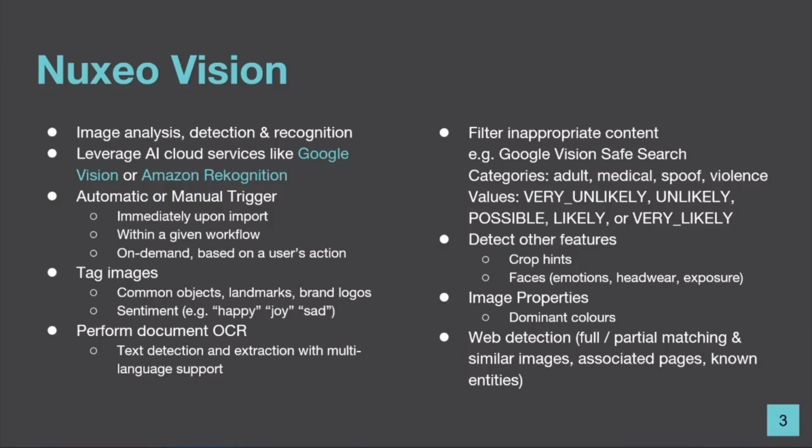There's other features that we can use, such as crop hints. We can do faces, emotions, headwear, and exposure. We can do some image property analysis, such as the dominant colors. And then a relatively new feature for Google Vision particularly is their web detection, where we can do matching of full or partially matching images that it knows about on the internet and some of the web pages that refer to those images.